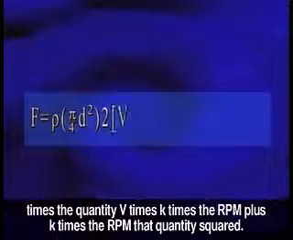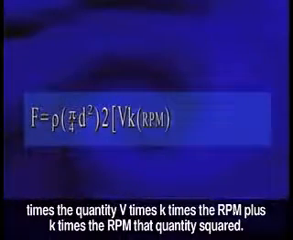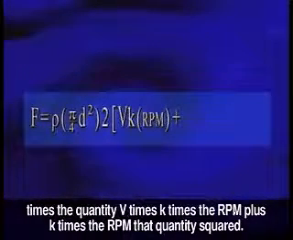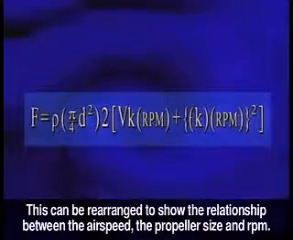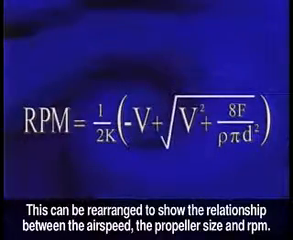Rewriting, we have F is equal to density times pi d squared over 4 times 2 times the quantity v times k times the RPM plus k times the RPM, that quantity squared. This can be rearranged to show the relationship between the airspeed, propeller size, and RPM.